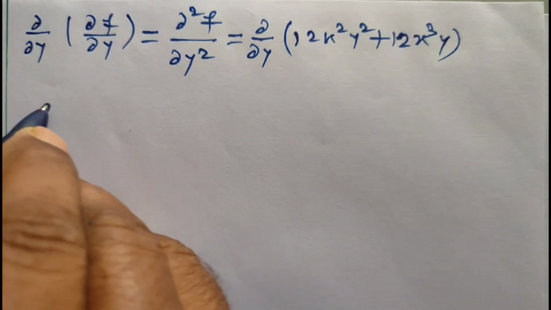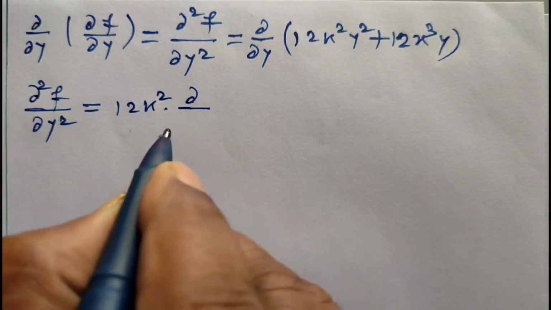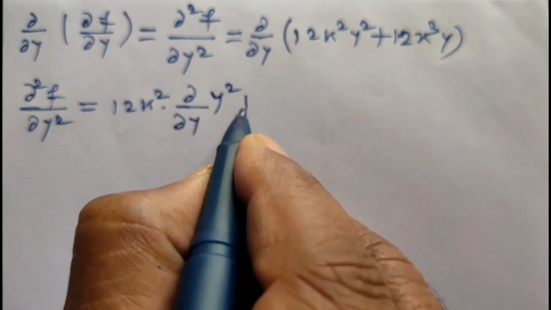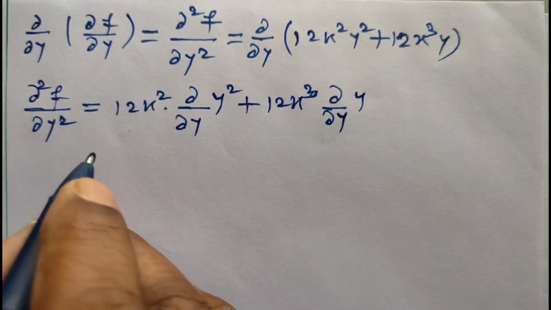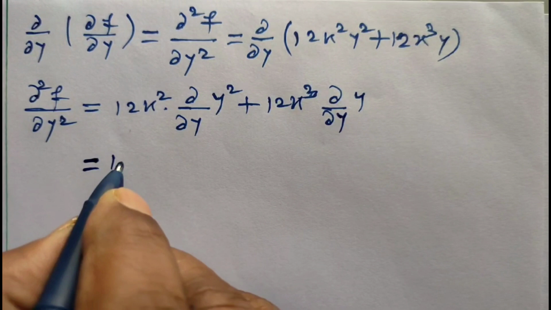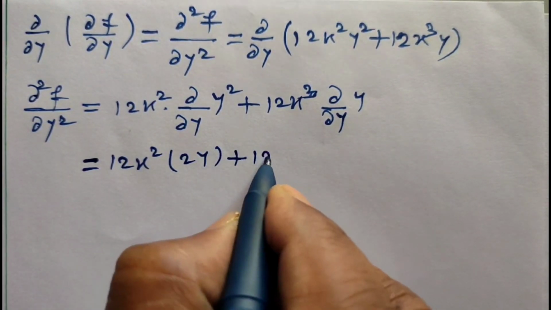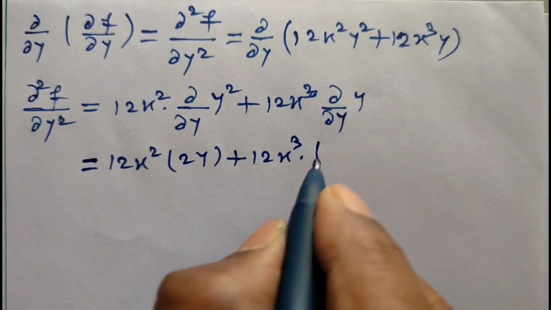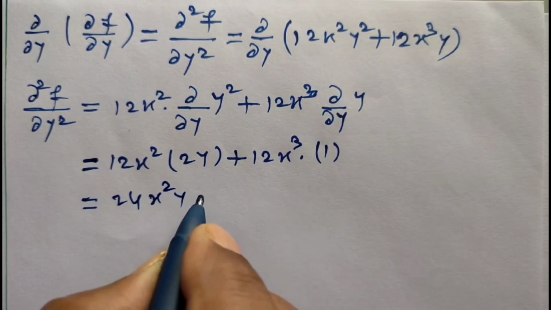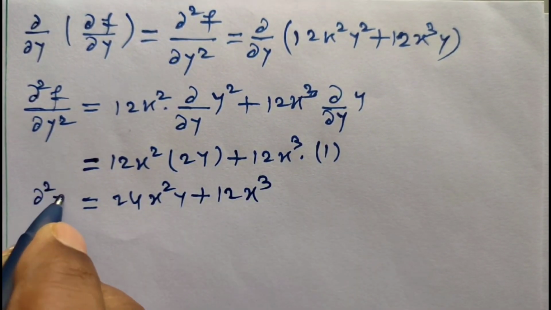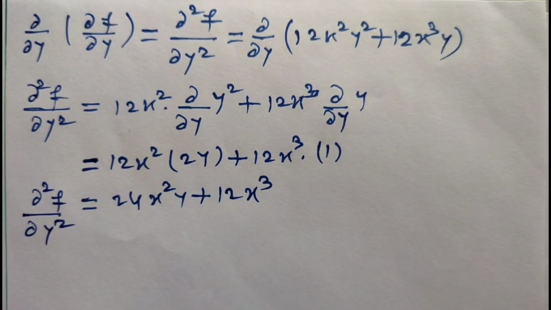So ∂²f/∂y² is equal to 12 times x square partial derivative with respect to y of y square plus 12 times x cube partial derivative with respect to y of y. After simplification, this is equal to 12 times x square, derivative of y square with respect to y is 2y, plus 12 times x cube, derivative of y with respect to y is 1. This is equal to 12 into 2, 24 x square y plus 12 times x cube. This is second order partial derivative of f with respect to y square, and consider this as result number 6.